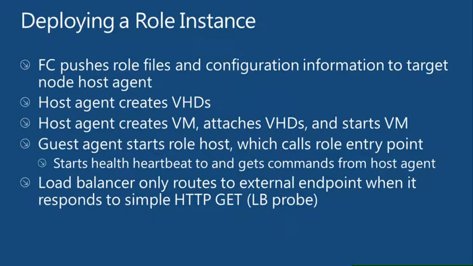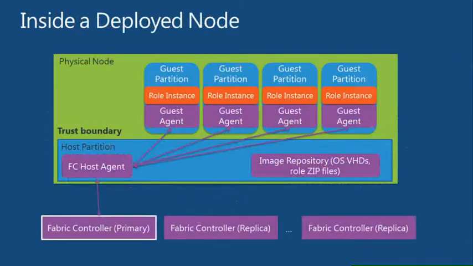Now, what happens more deeply when we're creating the VM? We create a few VHDs. We put the role file into, create a VHD out of that, and then we boot the container. And the load balancer only starts feeding requests into the services until the role comes up and says, I'm ready. So there's a role entry point. You respond to that with ready, and then the load balancer will start forwarding requests.